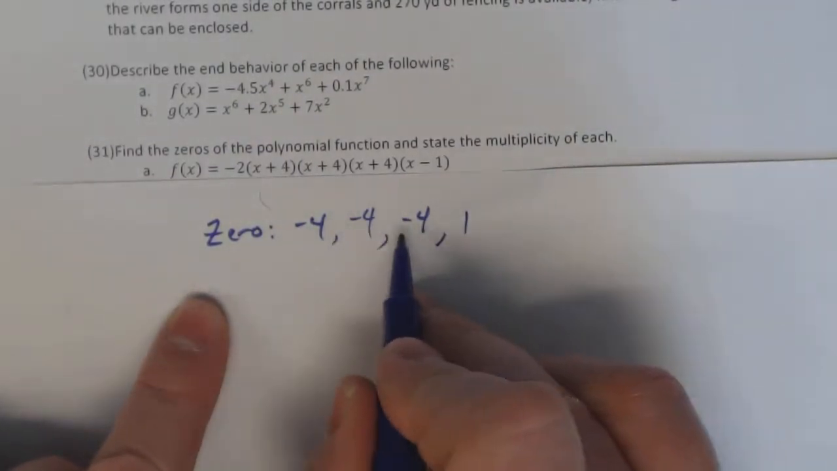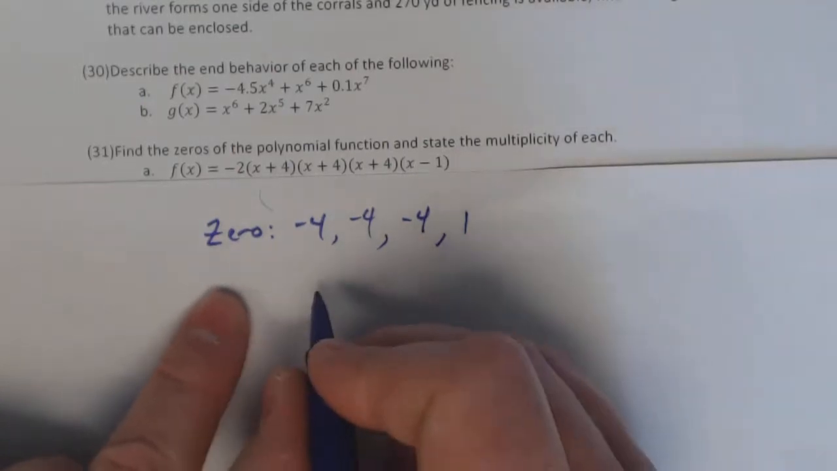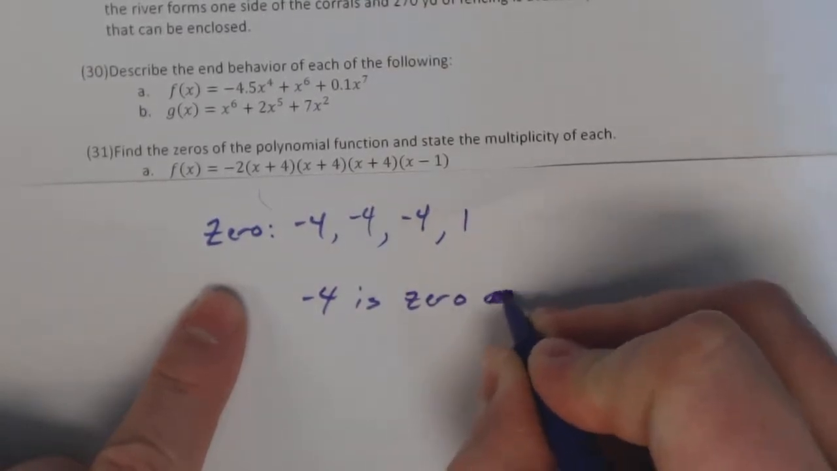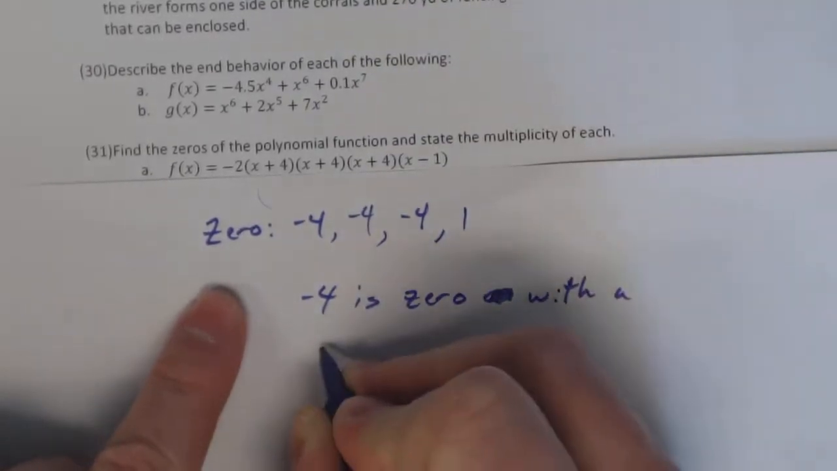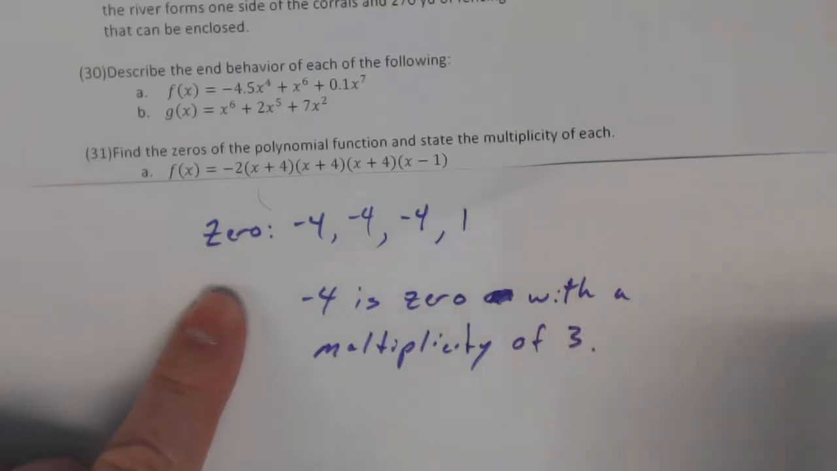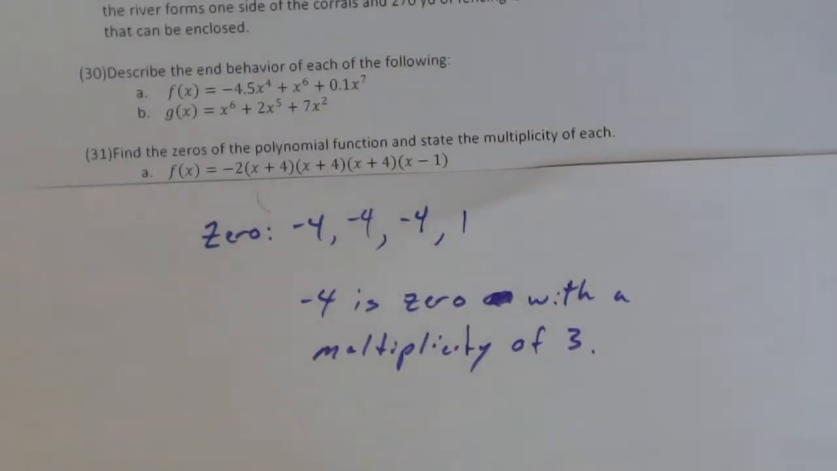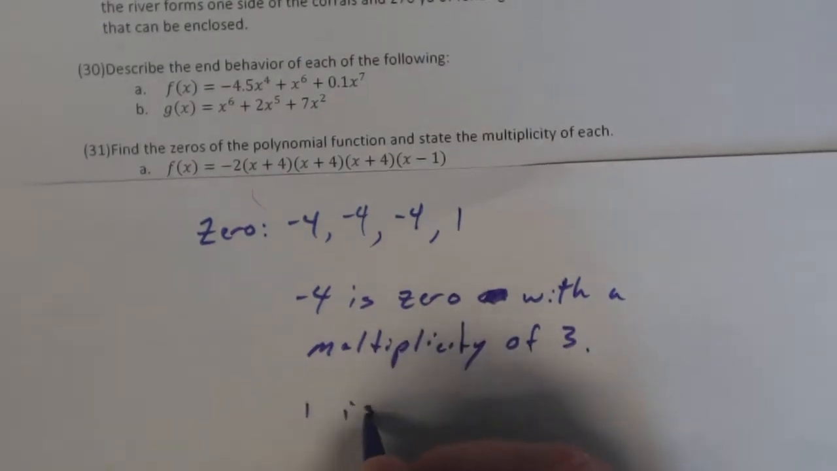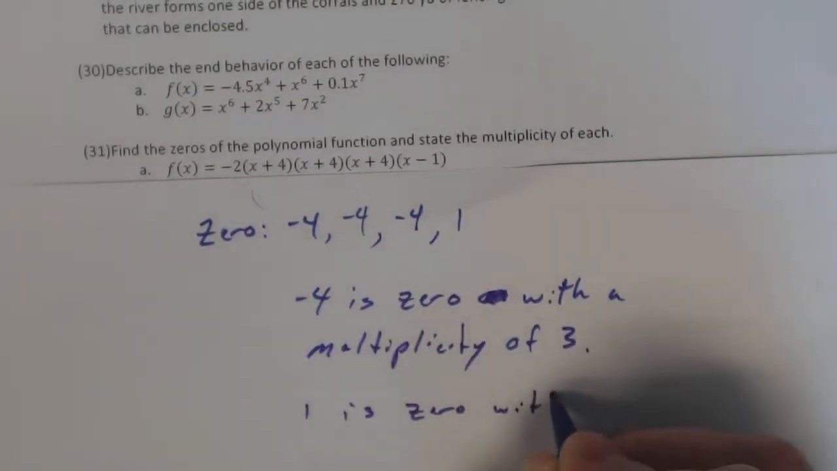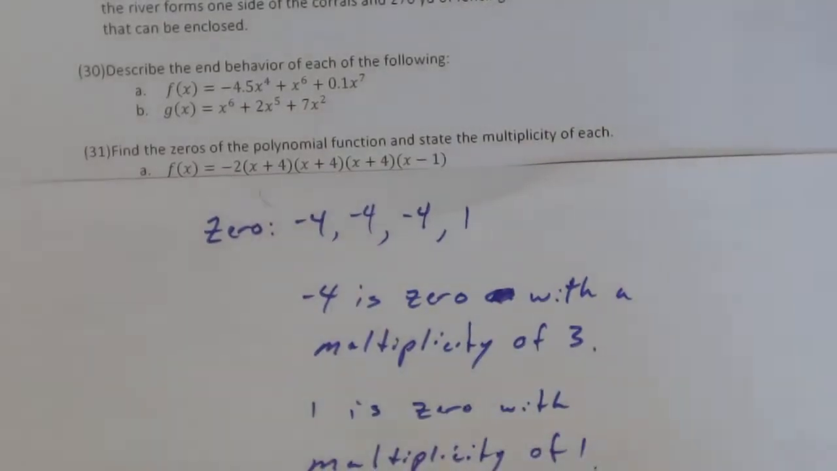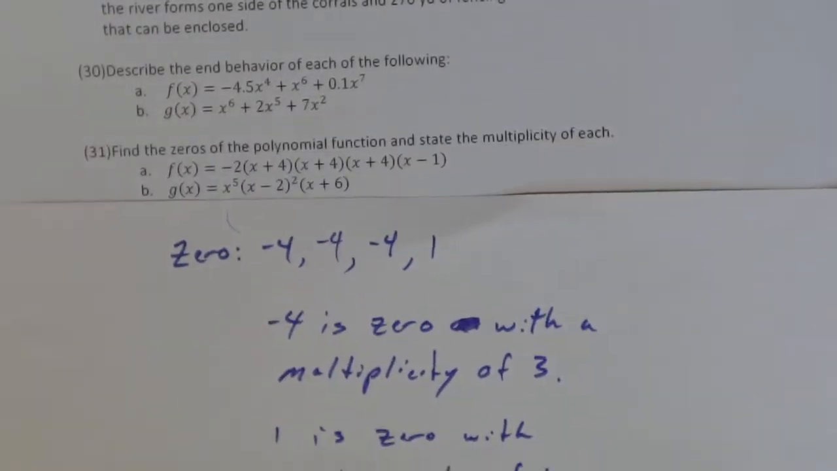But you see how this is repeated 3 times? You don't have to do that. All you say is negative 4 is a 0 with a multiplicity of 3. It's repeated 3 times, so you say it has a multiplicity of 3. 1 is a 0. It has a multiplicity of 1, so it's kind of redundant to say it has a multiplicity of 1. But if they ask, you'd say 1 is a 0 with multiplicity of 1.